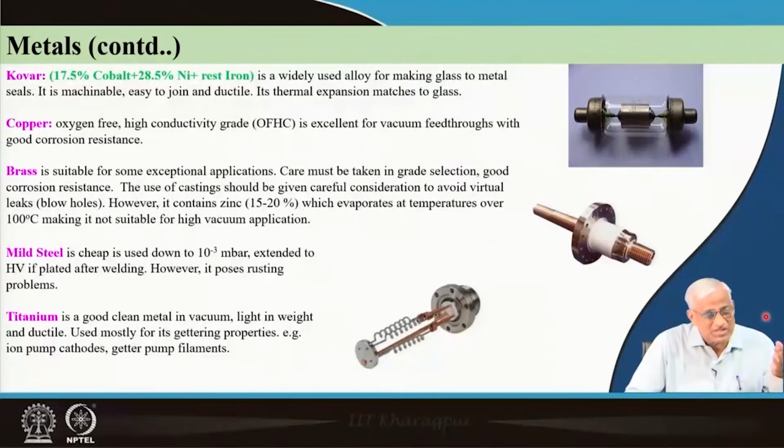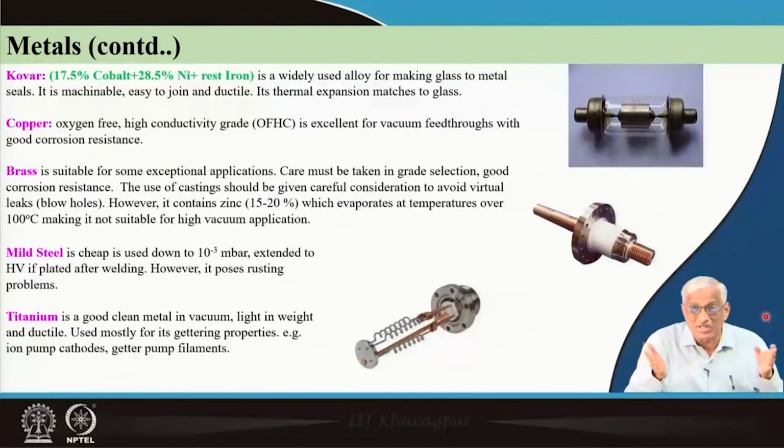Mild steel, as I told you, is ideal and cheap, but it cannot be used below 10 power minus 3 torr because it may produce some rust. Rusted surfaces absorb a lot of water vapor when exposed. In the next run, it will create a lot of problems. Rusting is not allowed, the surface finish will be spoiled.